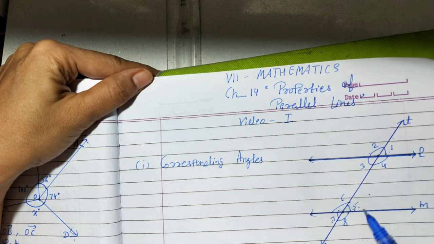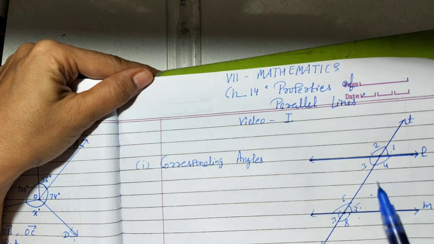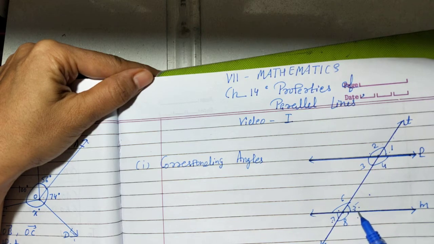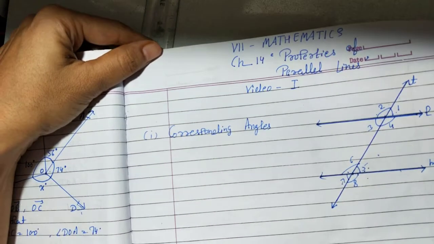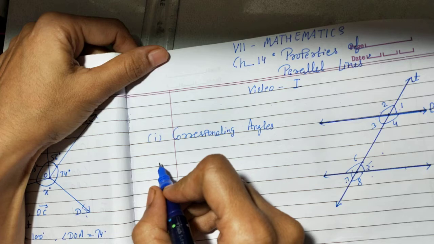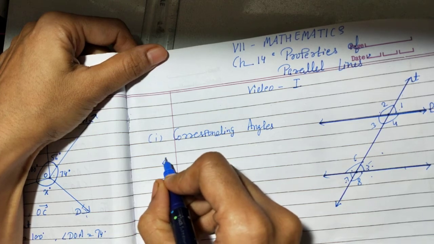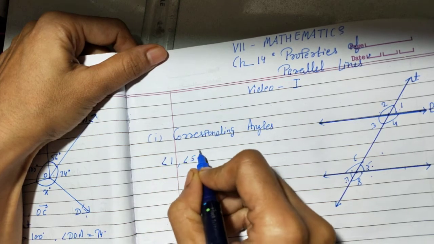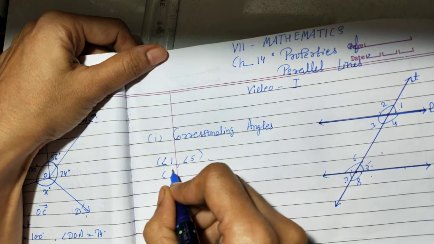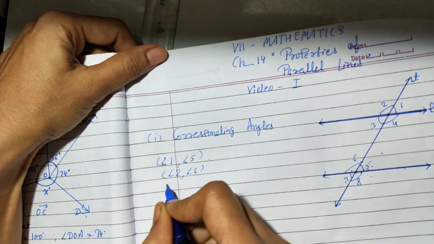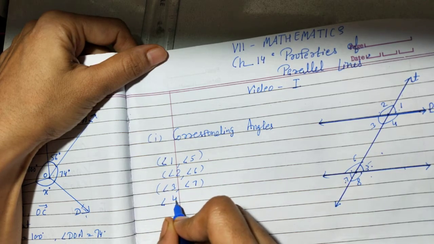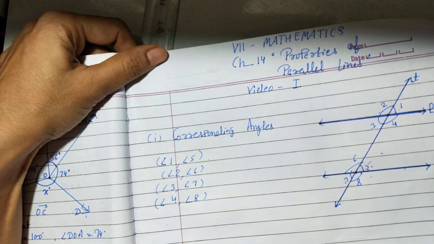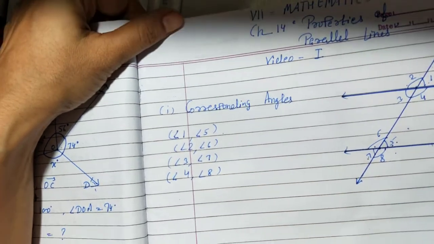And if the two lines are parallel, then these pairs of corresponding angles are equal to each other. Means angle 1 is equal to angle 5. If L is parallel to M, then angles between these pairs are equal. First pair is angle 1 and angle 5, another pair angle 2 and angle 6, third one is angle 3 and angle 7, and the fourth pair is angle 4 and angle 8. There are four pairs of corresponding angles.